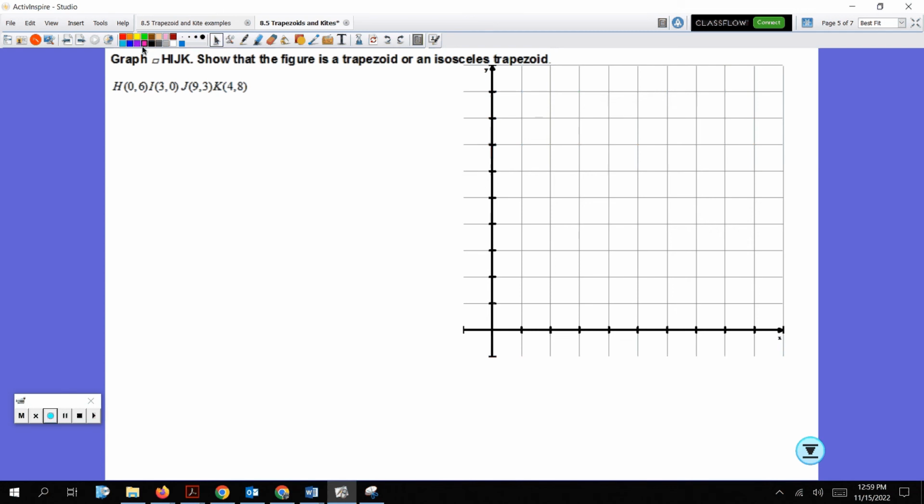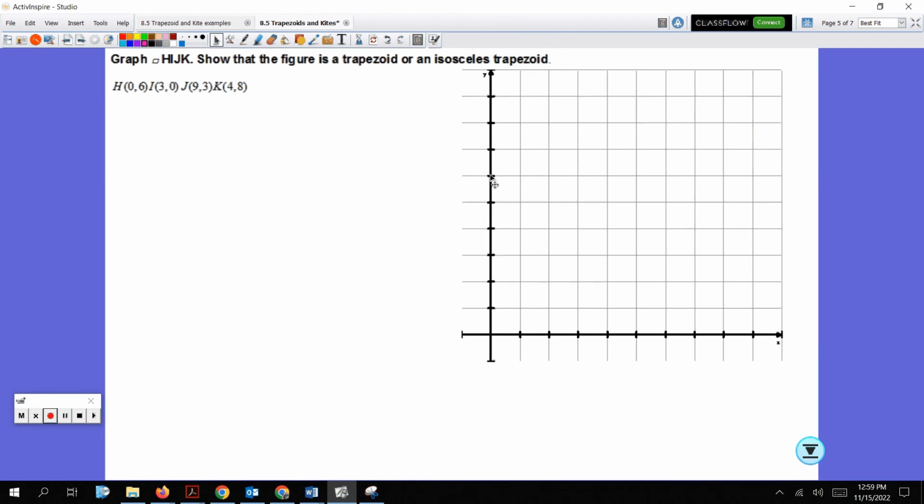Okay, so point H, 0, 6. So 0 for x, up 6: 1, 2, 3, 4, 5, 6. All right, that's H. Then we have I is 3, 0: 1, 2, 3. And then we have J is 9, 3: 1, 2, 3, 4, 5, 6, 7, 8, 9, then up 1, 2, 3. And our last point, K, which is 4, 8: 1, 2, 3, 4, then up to 8.